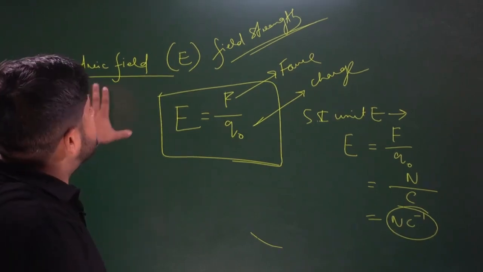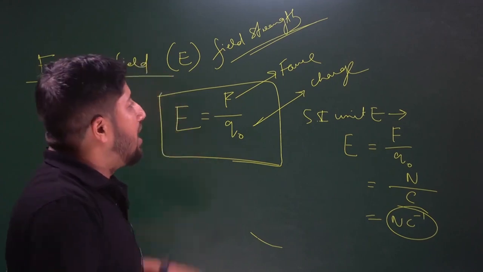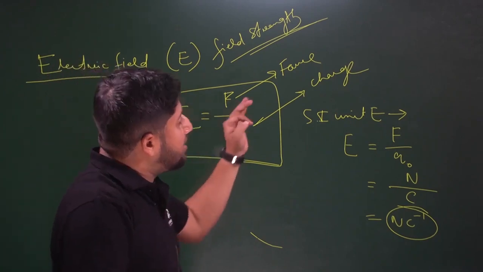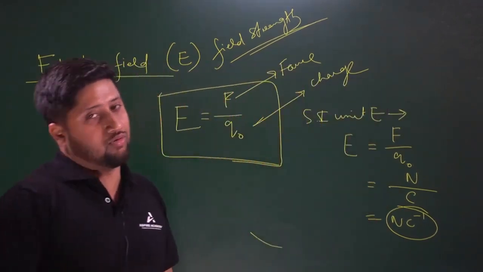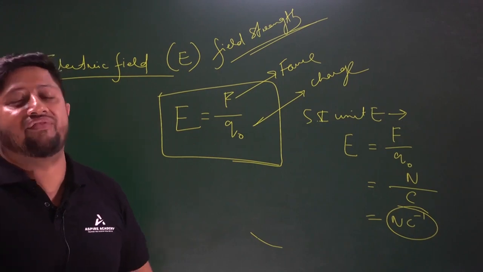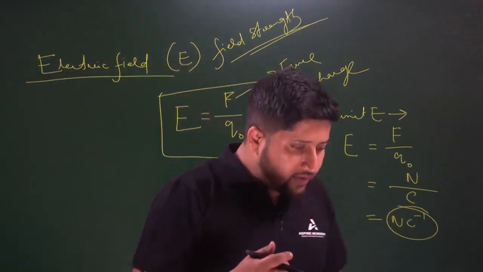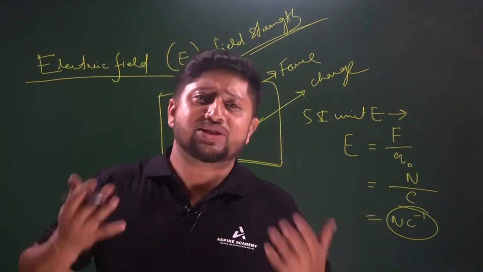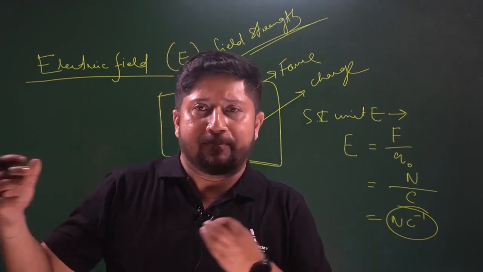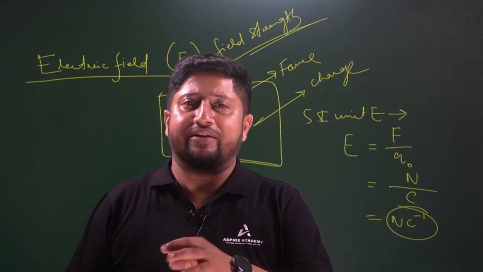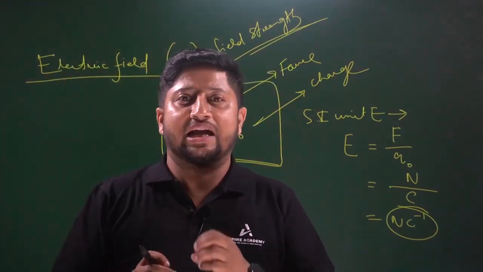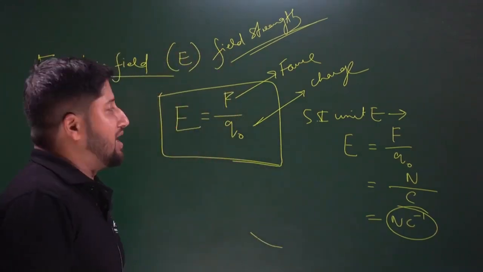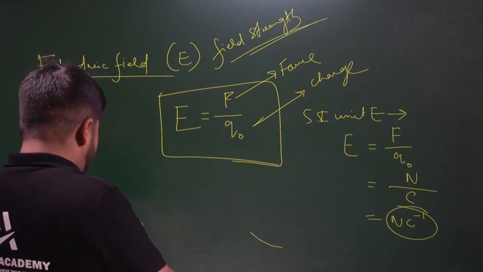So now we are discussing what is electric field. The basic formula for electric field is E is equal to F by Q naught, and the SI unit of electric field is Newton per Coulomb. In this way we can define the electric field. Now we can calculate the electric field in various ways: at an axial point, at an equilateral point, or at any point. But the main formula for electric field is E is equal to F by Q naught.